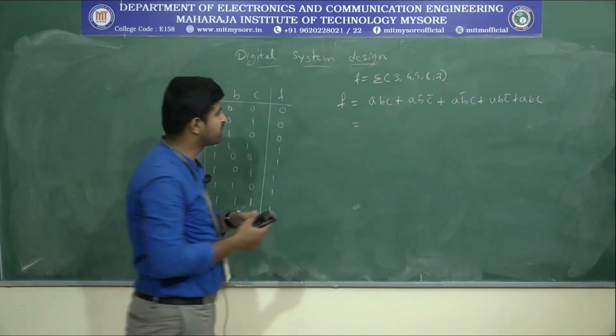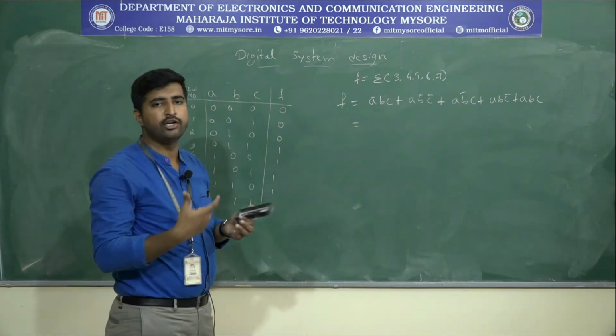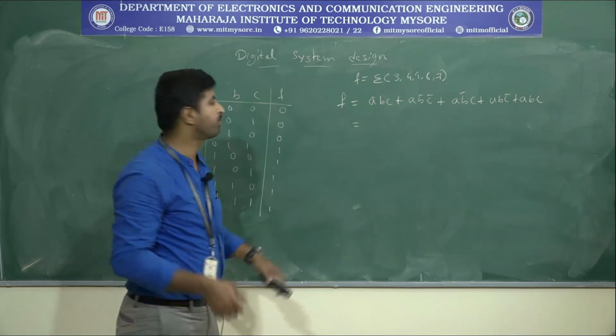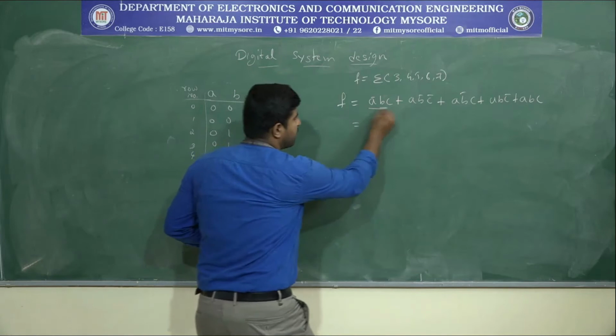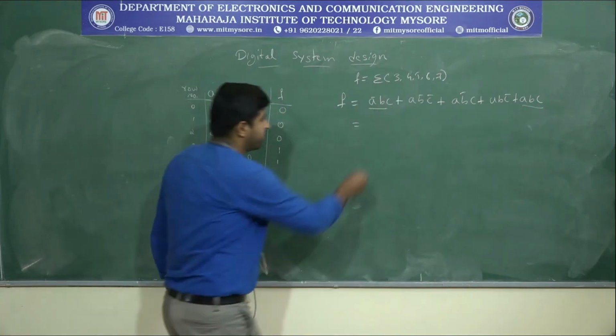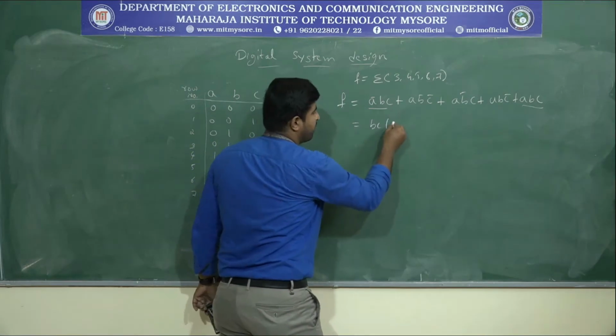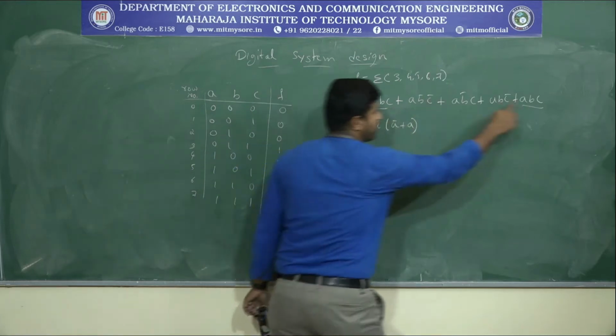If you simplify this equation, we need to look wherever the common terms are, and where we need to apply De Morgan's, everything needs to be observed. If you see the first term and the last term, we can take BC common. Taking BC common, the remaining variables are A bar plus A.